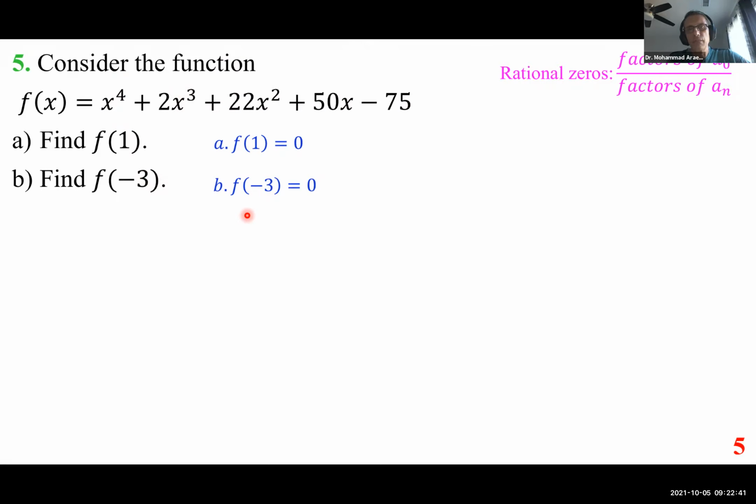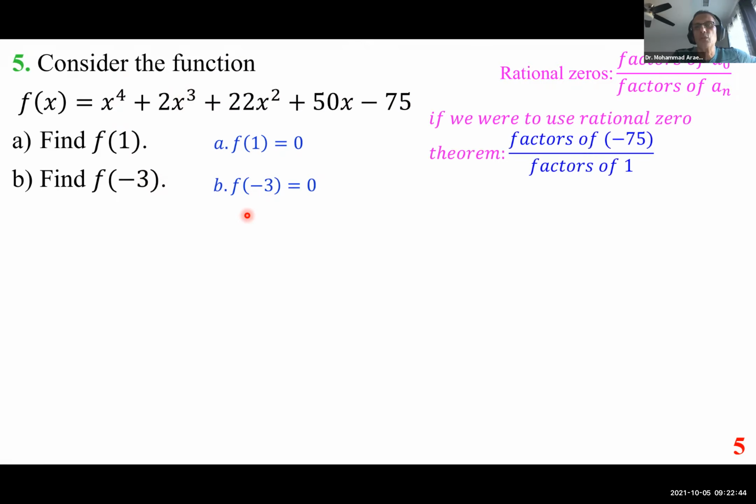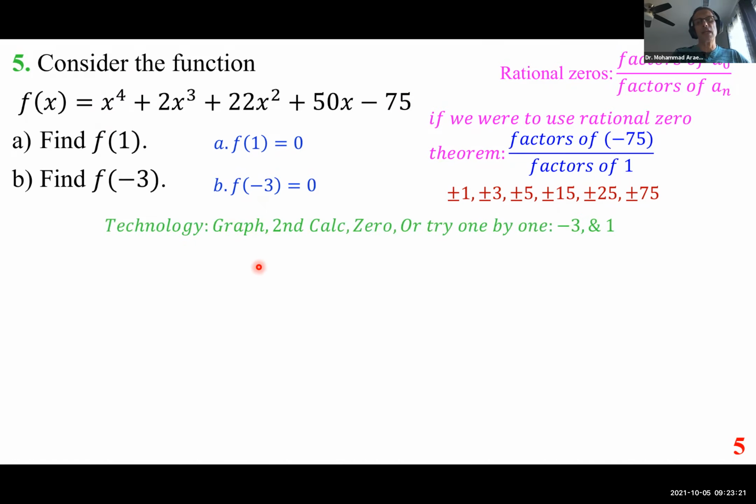Now, if we were to use rational zeros, we have to use factors of -75, that is your a sub 0, over factors of 1, that's your a sub n, more specifically a sub 4. And it would result in whatever the factors of -75 are in essence. Plus or minus 1, plus or minus 3, plus or minus 5, plus or minus 15, 25, 75. There are so many that you have to check. And since we have a couple of them, it really makes life easy. If you were to use technology, you can go to graph, second calculator, 0, or try them one by one. We get -3, 1, and we take it from there.